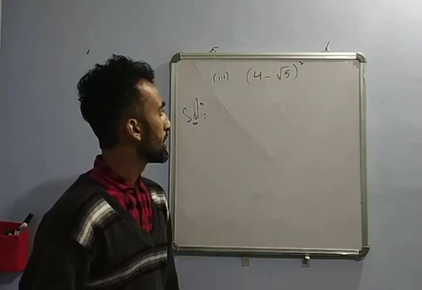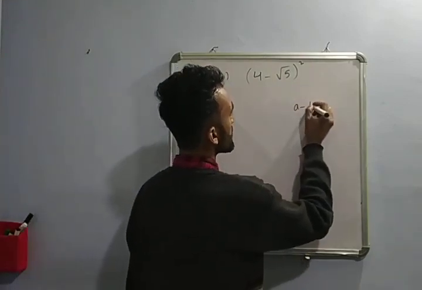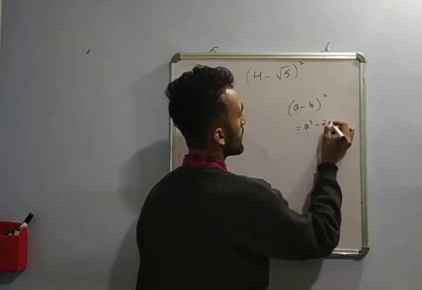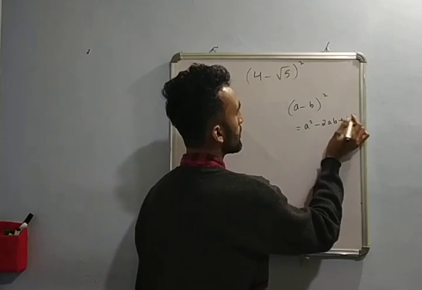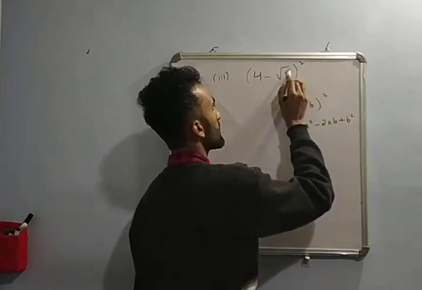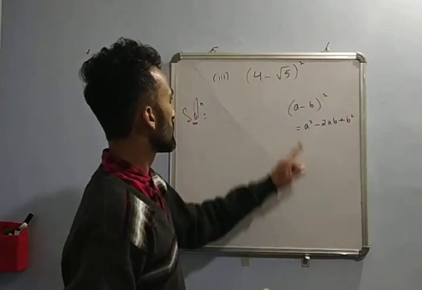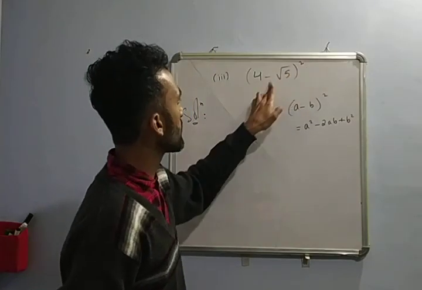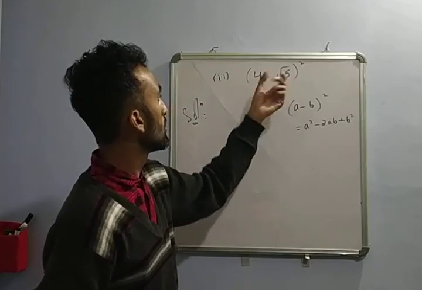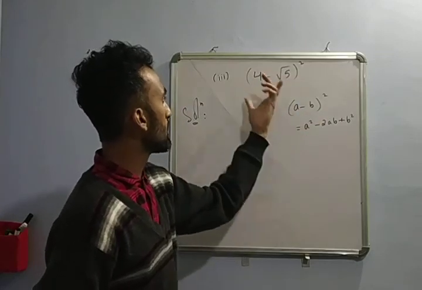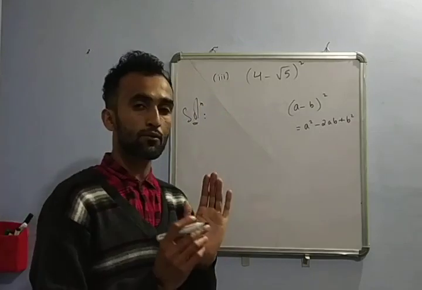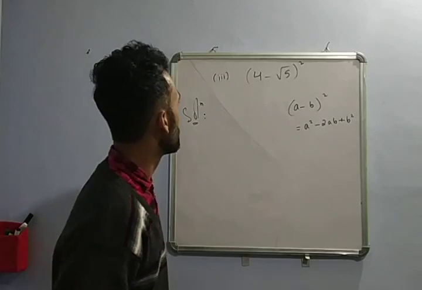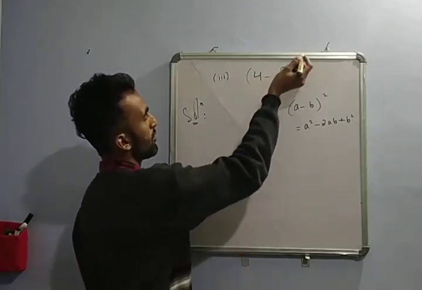Now remember that a minus b whole square is nothing but a square minus 2ab plus b square. Don't just shift this square inside. Remember, a is whole square and there is a minus here. Does it mean that this square will go inside? It cannot go inside. So I have to use this property or multiply 2 times, 4 minus root 5 into 4 minus root 5, and follow the previous pattern. But here a minus b whole square is applied.